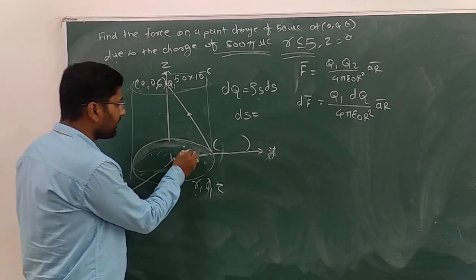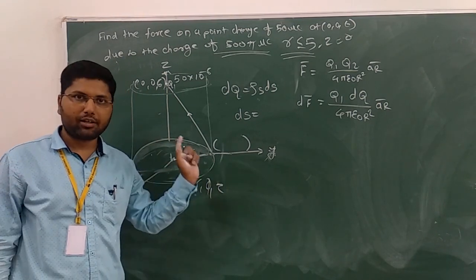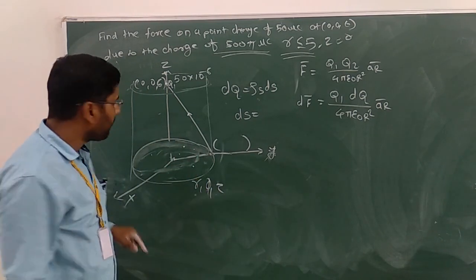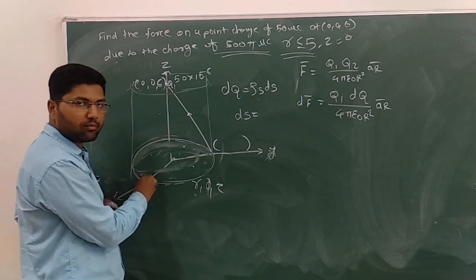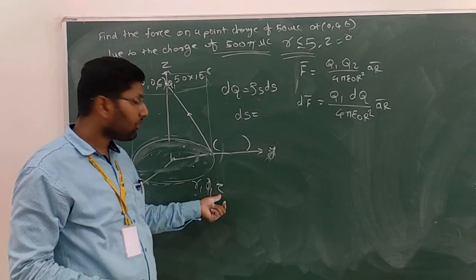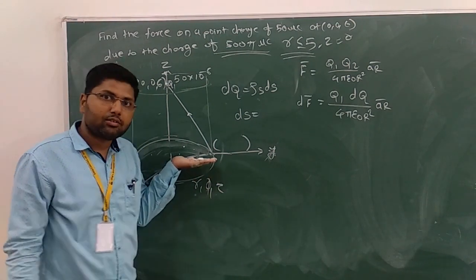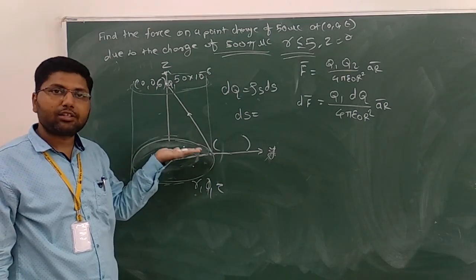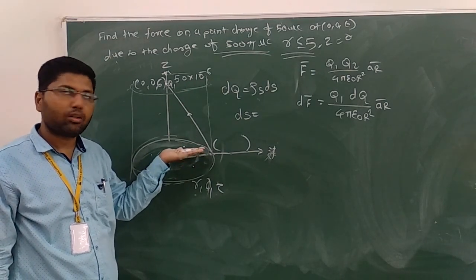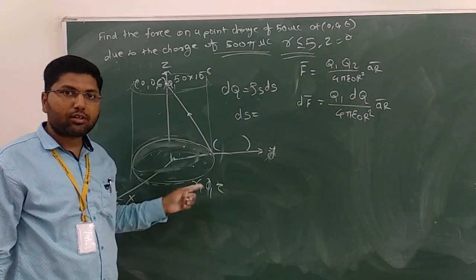Radius is different from this point, this point, this point. So radius is varying, correct? What about the phi? Phi is also varying, through this point or through here. What about z? Z is a constant. For this disk, is z varying or not? No, z is not varying. This is placed at the same position, that is z is equal to 0. So z is constant.